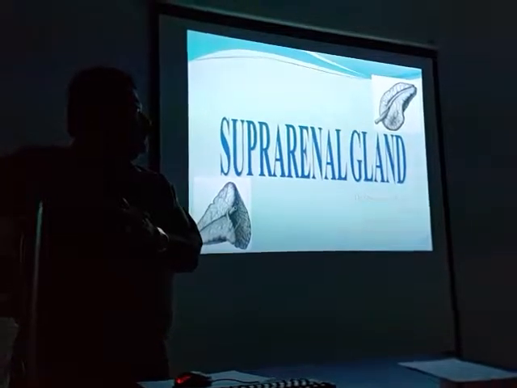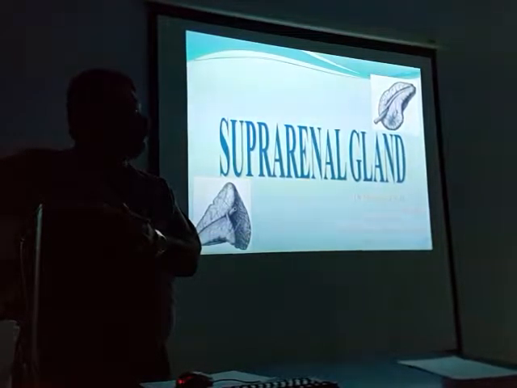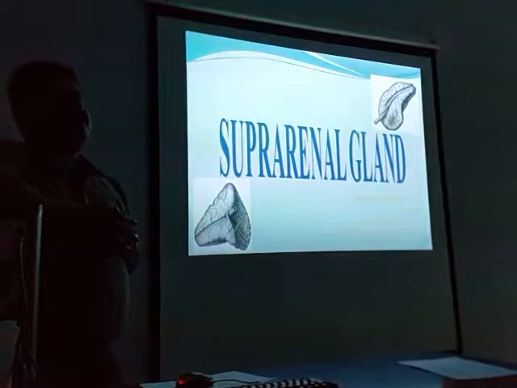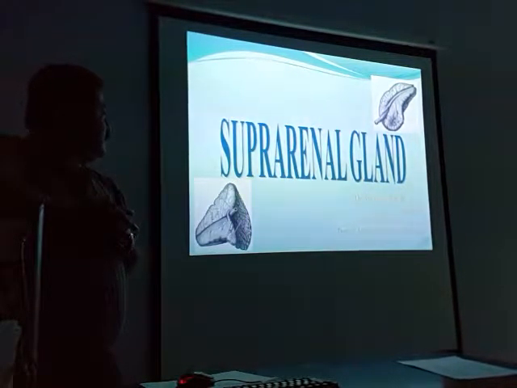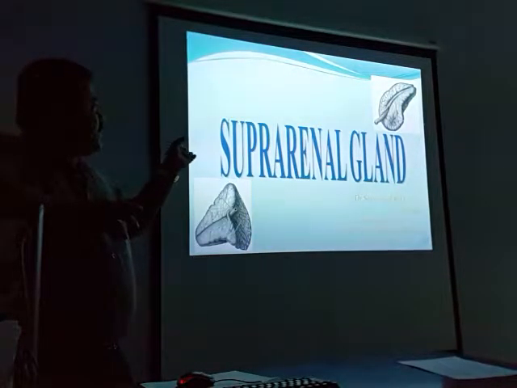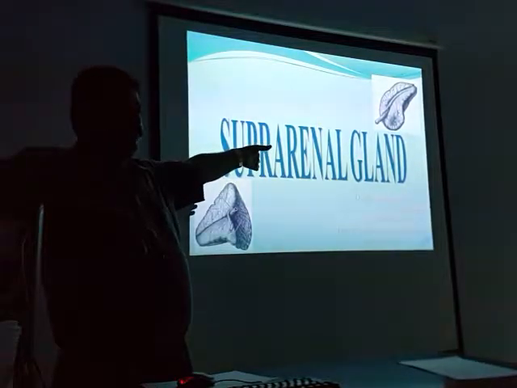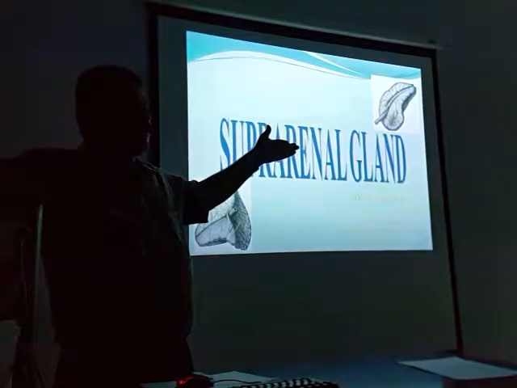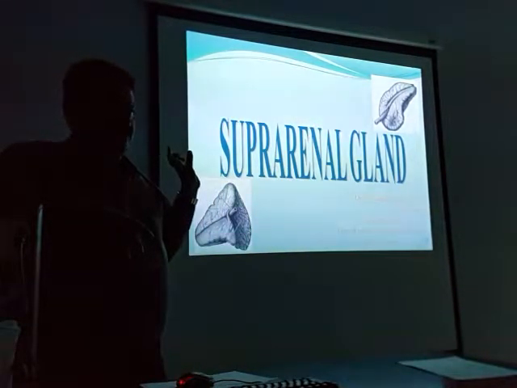So today's anatomy lecture is on the suprarenal gland. These are paired, two in number, left and right. The name itself indicates it: supra means above, renal means kidney, above the kidney. So it is also called the adrenal gland.